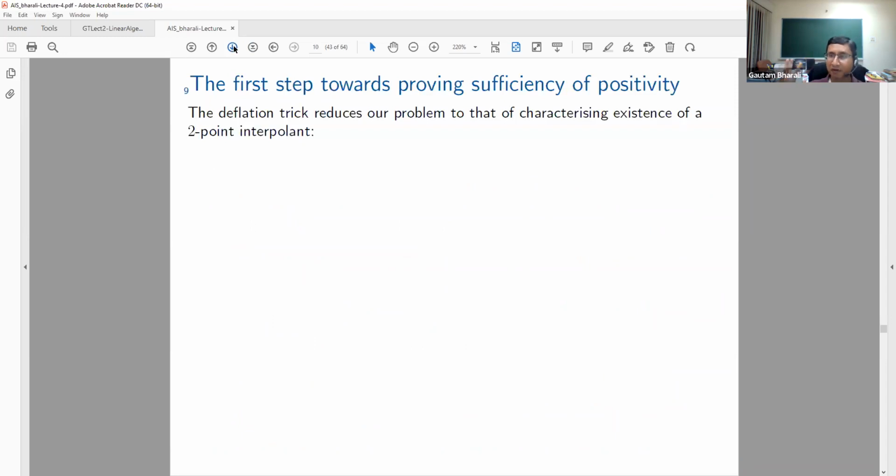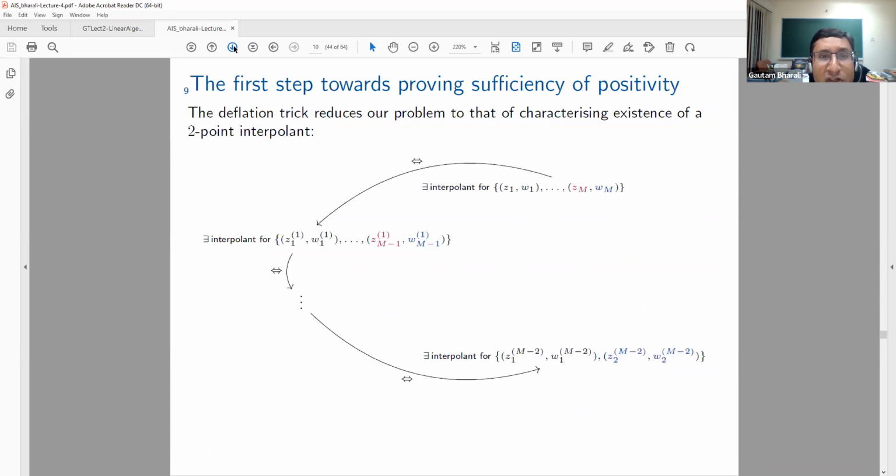But to motivate the linear algebra, I now need a picture. And the reason I'm actually presenting on slides is because I don't know how to fit this picture on the blackboard. So you see, this deflation trick reduces our problem to that of characterizing the existence of a certain two-point interpolant, which is, if the existence of an interpolant for the data that has been given to you is equivalent to the existence of an interpolant for an associated problem when there is one fewer pair. Instead of m pairs, there are now m minus 1 pairs. You apply the deflation trick again and again and again.